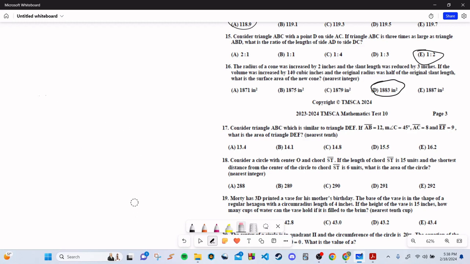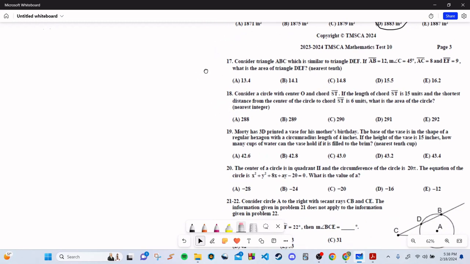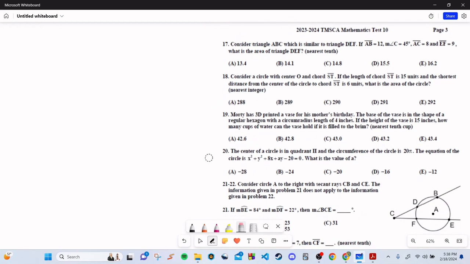Okay, so now, number 17. Consider triangle ABC, similar to triangle DEF. So I just like to draw two almost equilateral triangles. Doesn't matter. So AB is 12. It's going to give me a bunch of details, and I'm going to just fill it out. C is 45 degrees, AC is 8, and EF is 9. So we want to know what the area of DEF is.